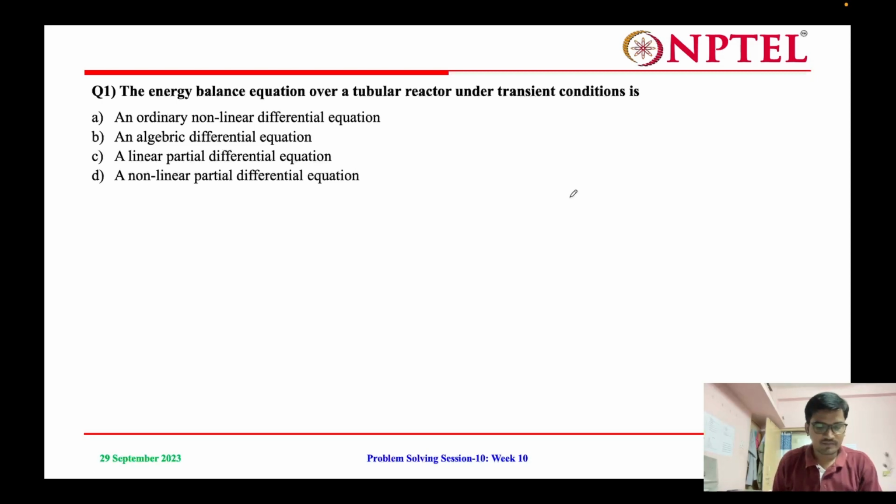Starting with MCQ 1: the energy balance equation over a tubular reactor under transient condition is. The options are: A, an ordinary nonlinear differential equation; B, an algebraic equation; C, a linear partial differential equation; and D, a nonlinear partial differential equation. Option C is correct, a linear partial differential equation.